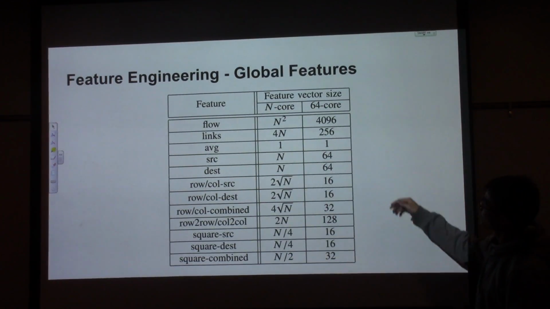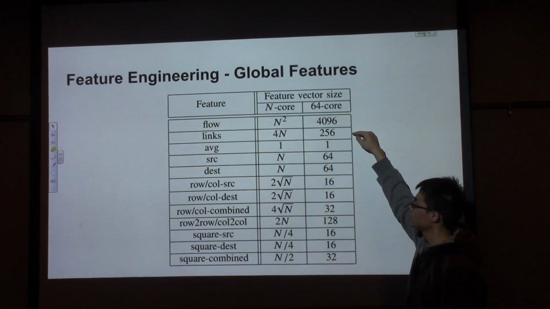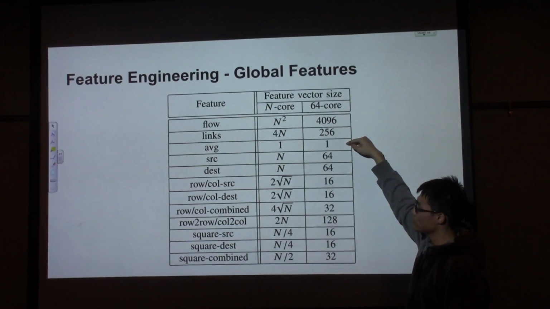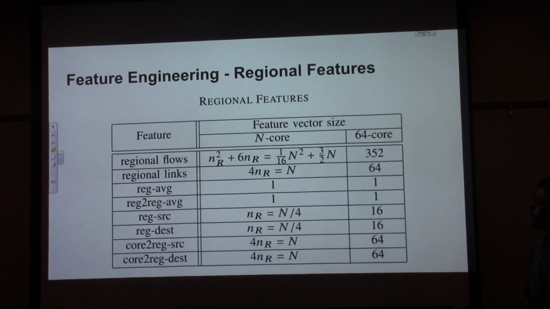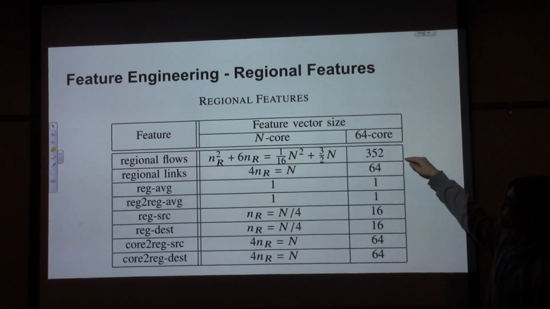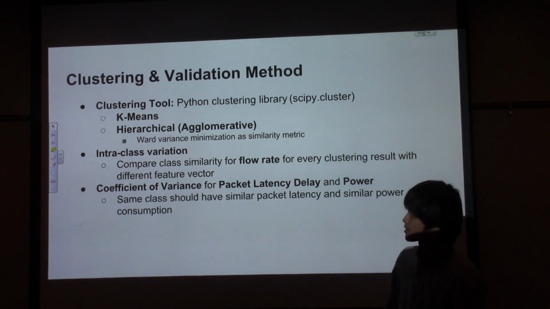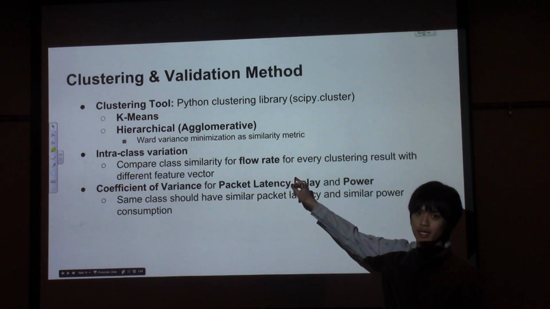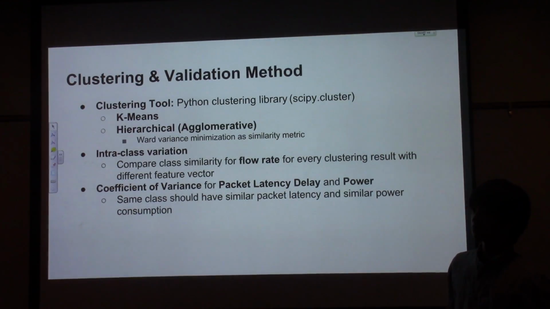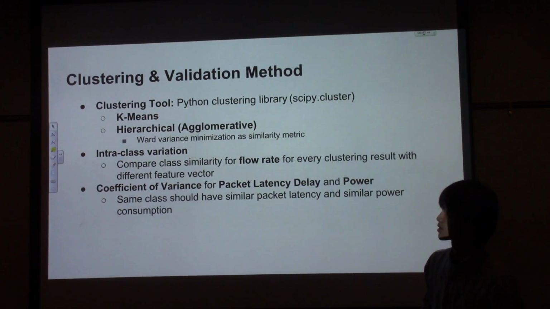First of all, we get all the flow rates and link utilization rates, and we do feature reduction to get the average over the source or the destination and so on. We do the same thing for the regional features. The clustering tool we use is the Python clustering library. We tested the k-means and hierarchical algorithms, which both provide a similar result, so all the results in the following slides are from the hierarchical algorithm.